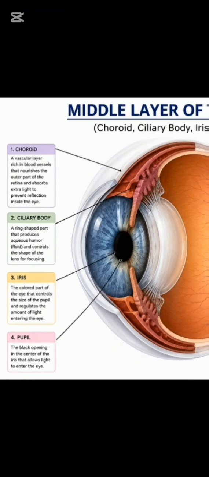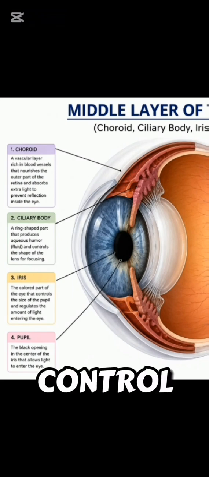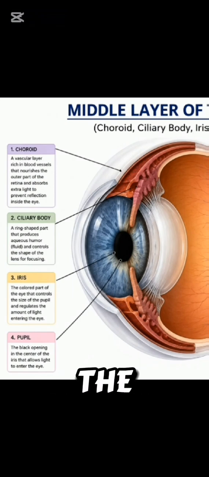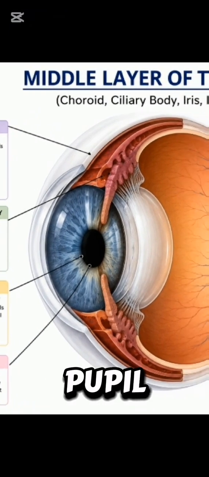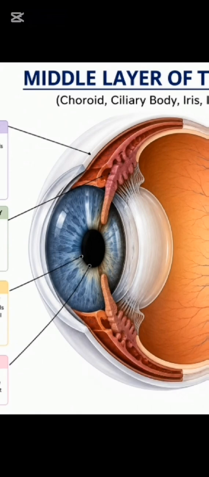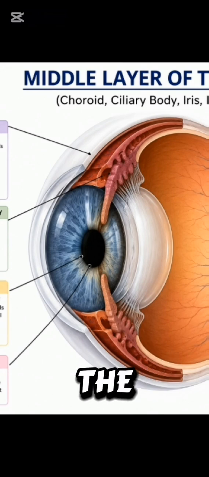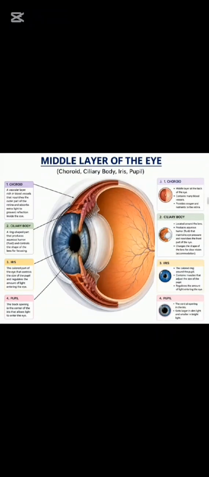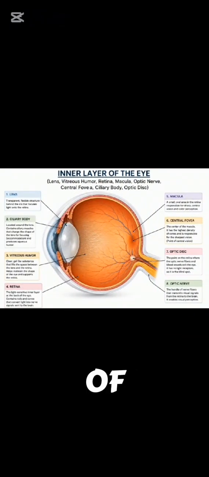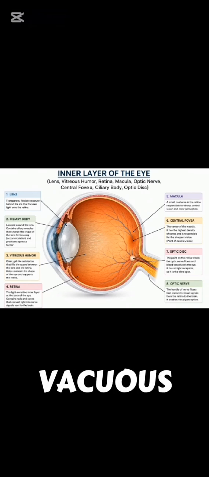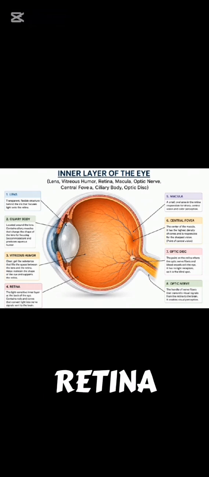The iris controls the amount of light entering the eye by adjusting the size of the pupil. While the last one here is the pupil. The pupil is the opening in the center of the iris that allows light rays to enter the eyes. The inner layer of the eye. The inner layer of the eye contains the lens, the ciliary body, the aqueous humor, and the retina.